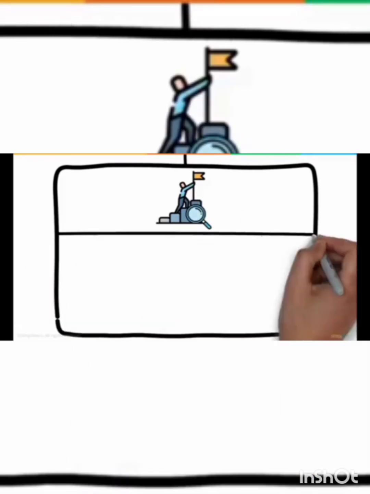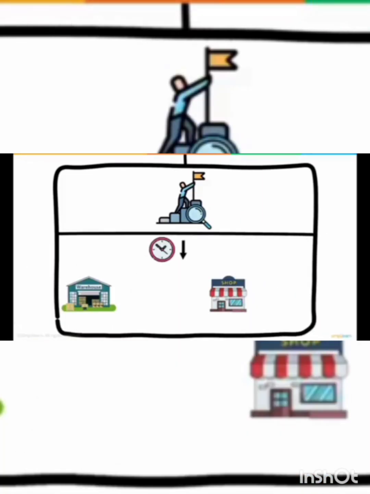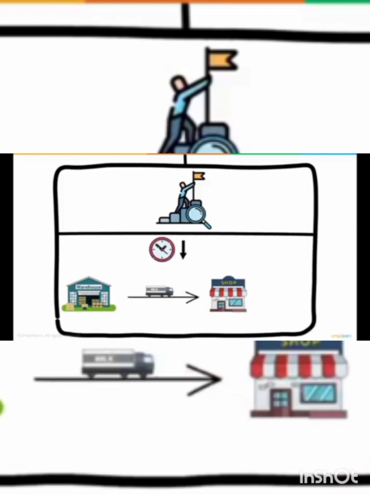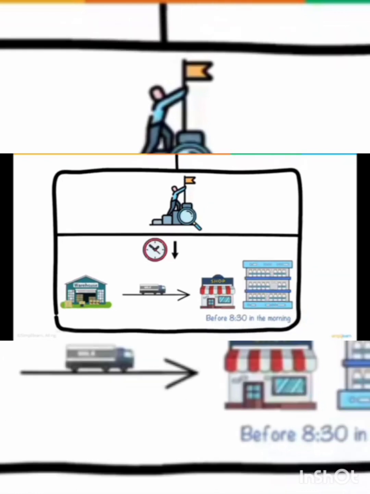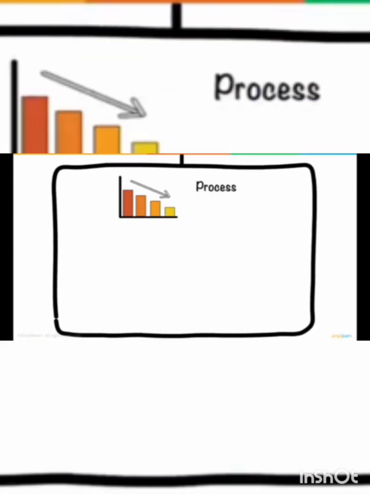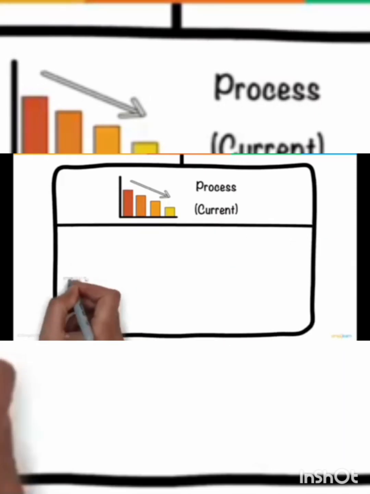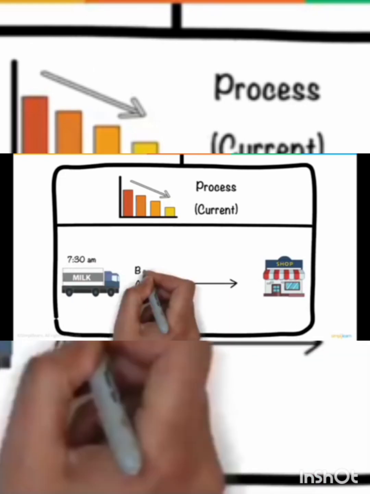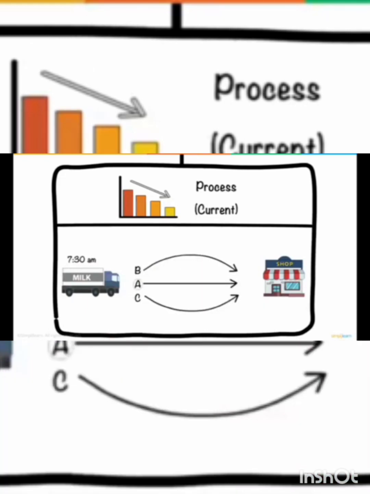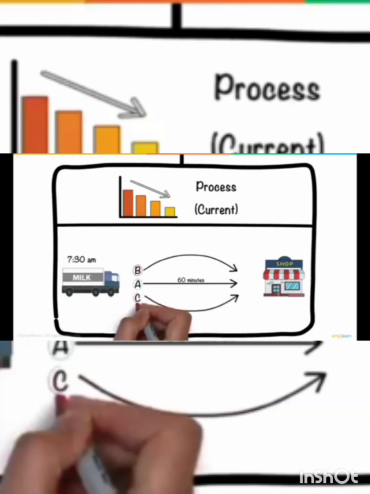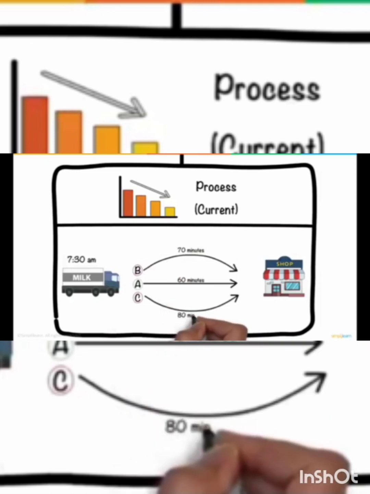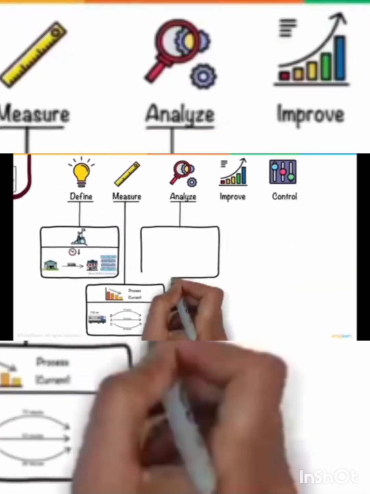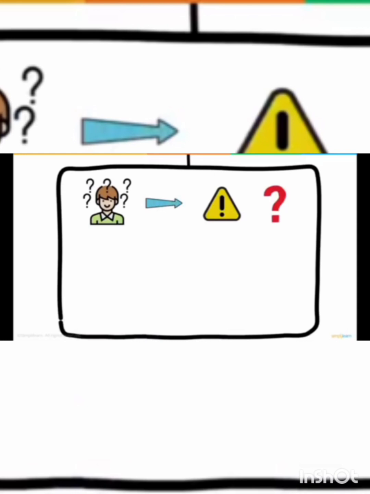In the define phase, you determine what the goal of the project is. In this case, you want to reduce the amount of time taken to deliver the milk from the warehouse to the supermarket so that it is stocked on the supermarket shelves before 8:30 in the morning. In the measure phase, you measure the performance of the current process. The milk leaves at 7:30 a.m. Route A is currently the preferred route as it takes only 60 minutes to reach the supermarket compared to routes B and C.